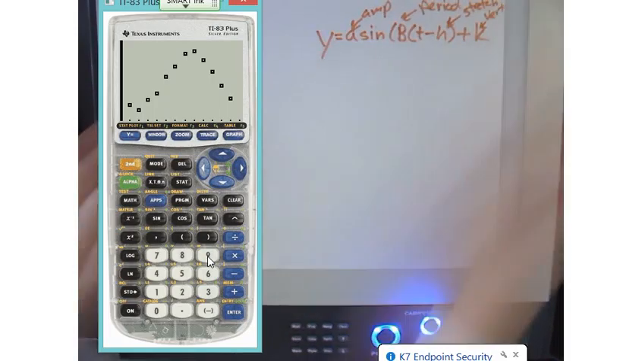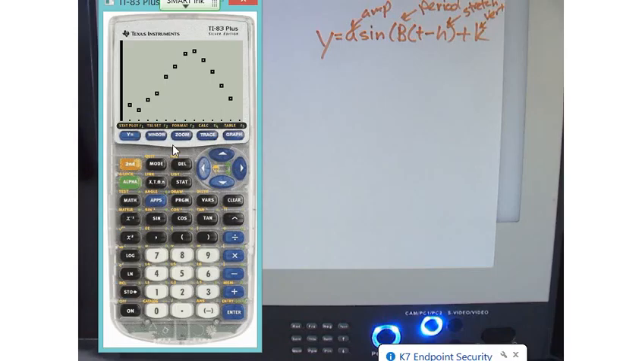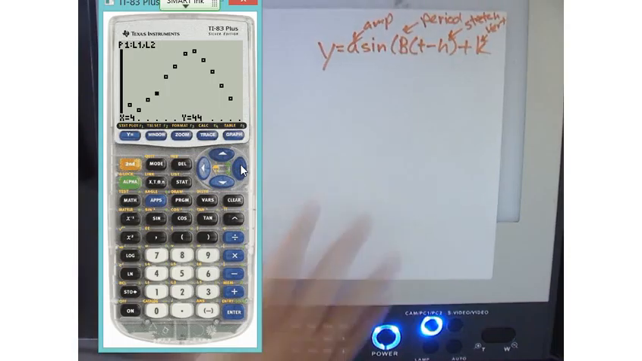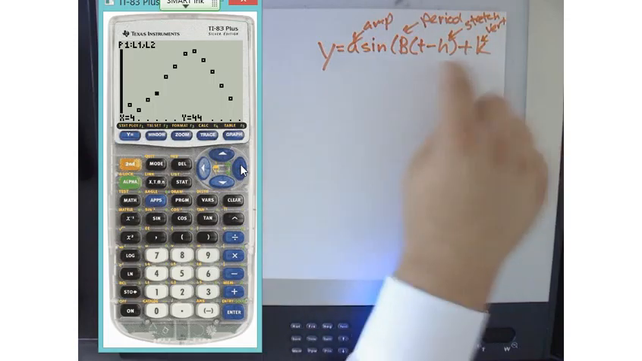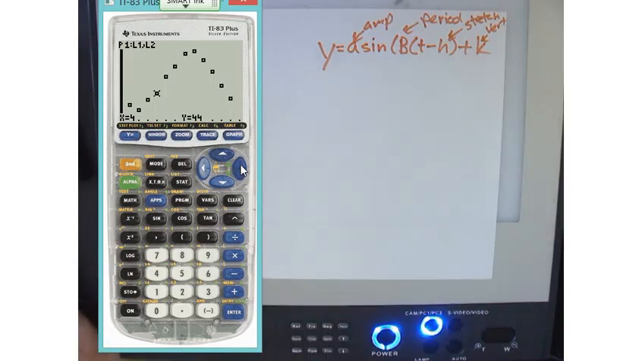All right. So when we look at this data, if I hit trace, this is when x equals 1, y equals 34, next point 2 and 30, and then 3 and 39, and 4 is 44, and so on and so forth. Now they want me to find A, B, H, and K using my brain.